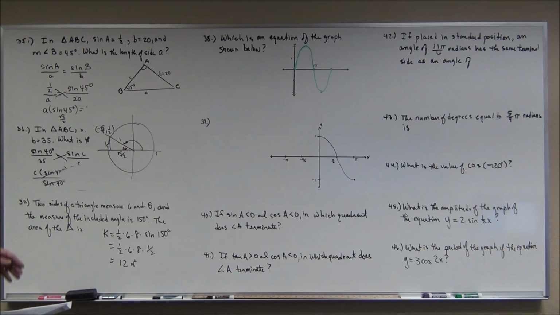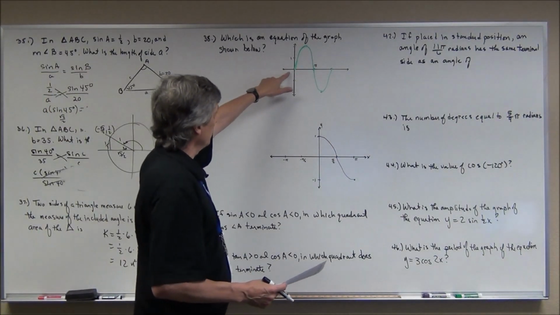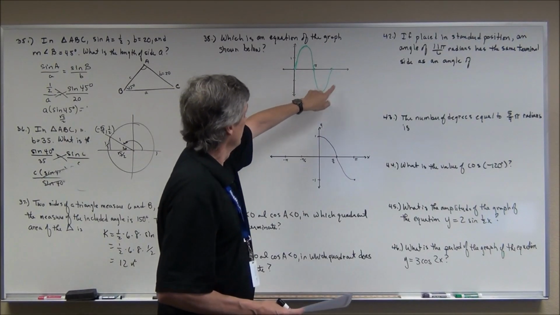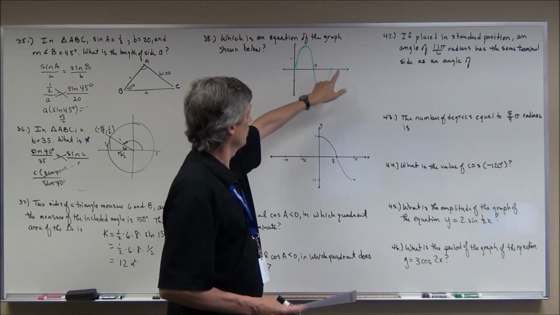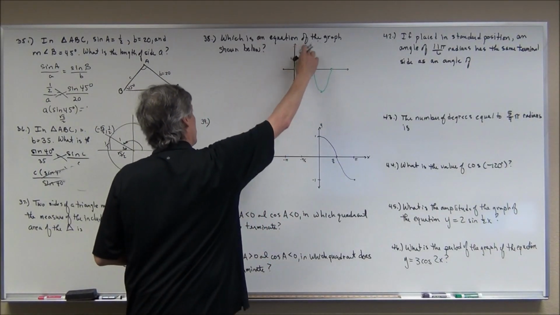Now, it gets a little interesting. It says, what's the equation of the graph shown below? Now, notice how it starts at 0, 0 here, but it does go up to 2, and it does go down to negative 2, but it does a complete cycle in terms of 2 pi, which is perfect for sine. It's just that the amplitude's been increased.